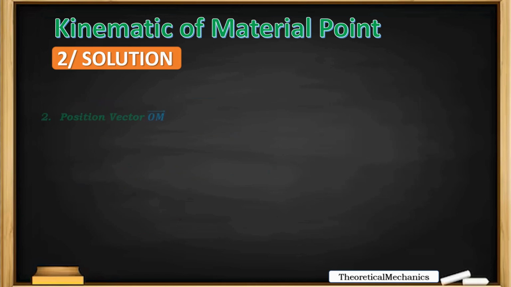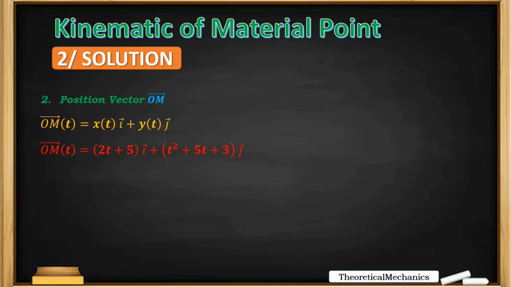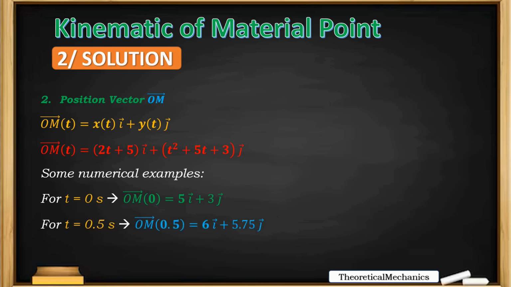Let's move on to the vector OM, which is obviously the x-coordinate of t along i and the y-coordinate of t along j. Thus, we find OM equals 2t plus 5 i plus t squared plus 5t plus 3 j. This vector is variable, as you can see, and depends on the time factor.